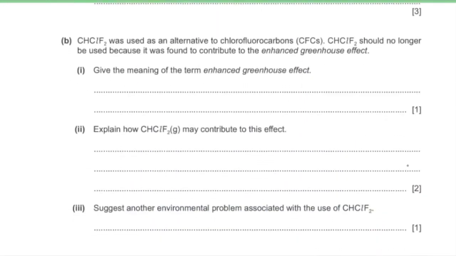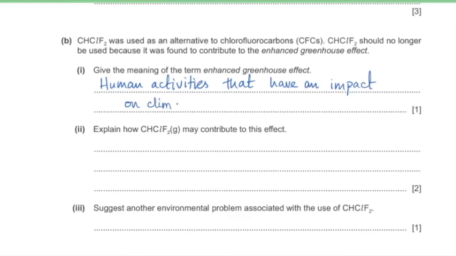Part B, CHClF2 was used as an alternative to chlorofluorocarbons. CHClF2 should no longer be used because it was found to contribute to the enhanced greenhouse effect. Give the meaning of the term enhanced greenhouse effect. The enhanced greenhouse effect is caused by human activities that have an impact on climate change. So it is human activities that have an impact on climate change.